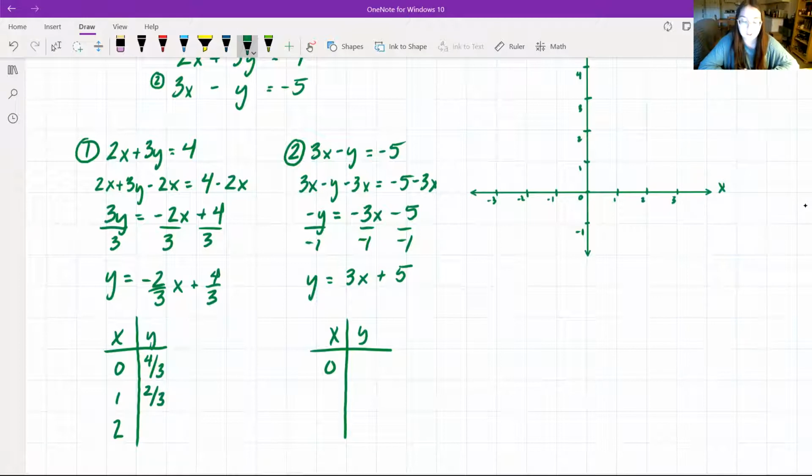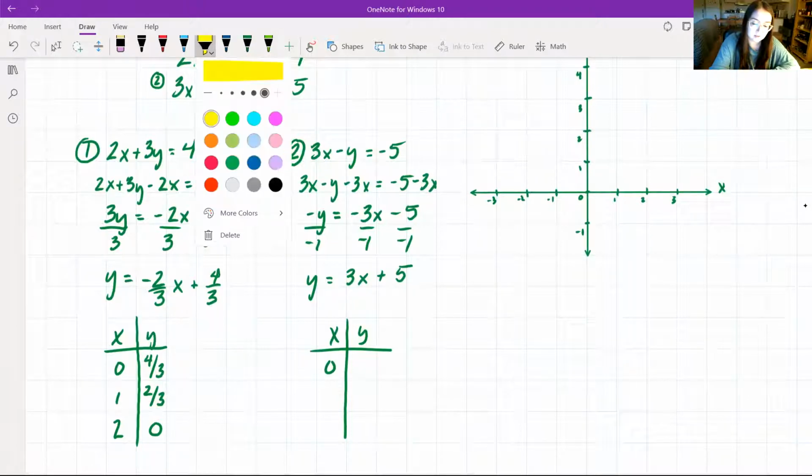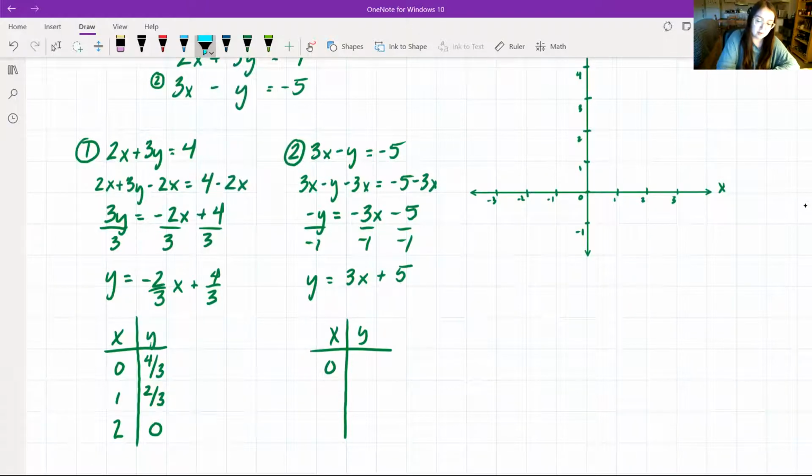Then when we plug in 2, we're going to get -2/3 times 2, which gives us -4/3 plus 4/3, which is equal to 0. So we've now also actually found our x-intercept. Now we have our points for our first equation here, and this is going to be blue. We're going to draw a line in blue.